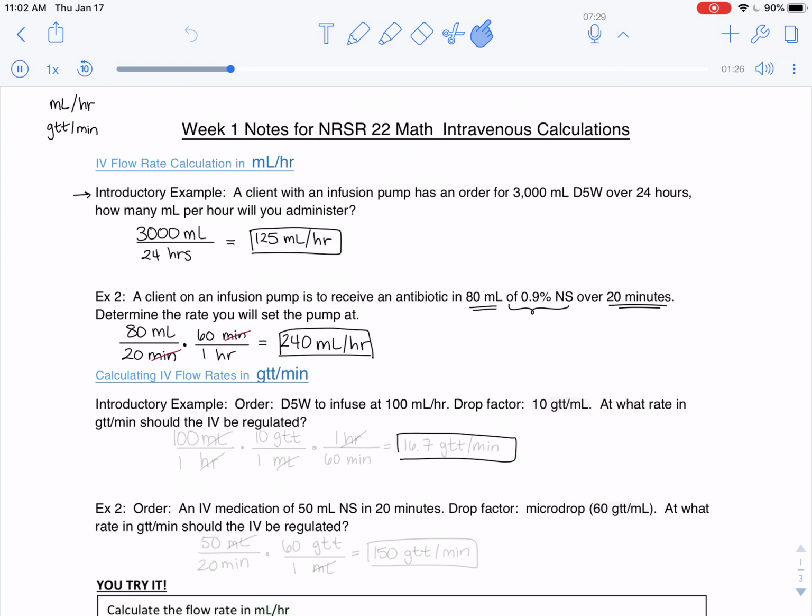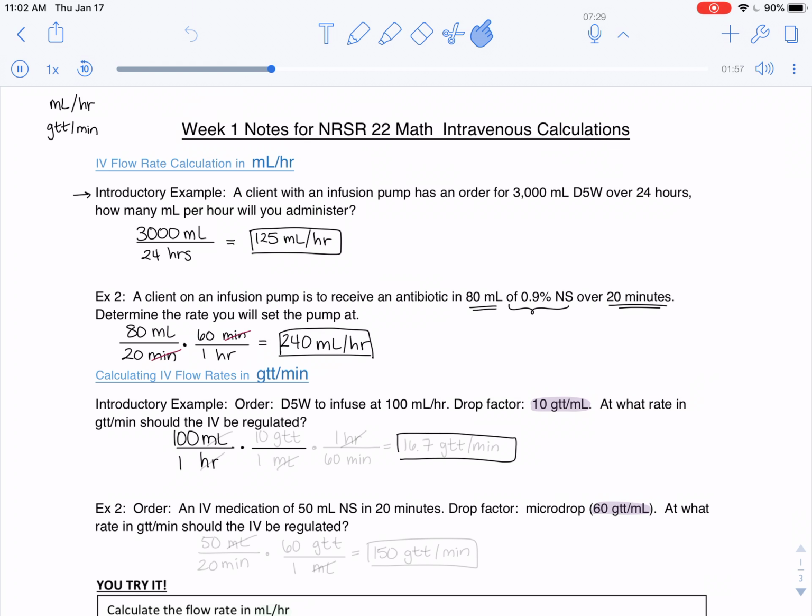Okay, next we want to convert these ones into drops per minute, and we need to pay attention to our drop factors. So 10 drops per milliliter is a macro drop, whereas 60 drops per milliliter is a micro drop. So first we're going to use the order of 100 milliliters per hour, but we want to convert this into drops per minute.